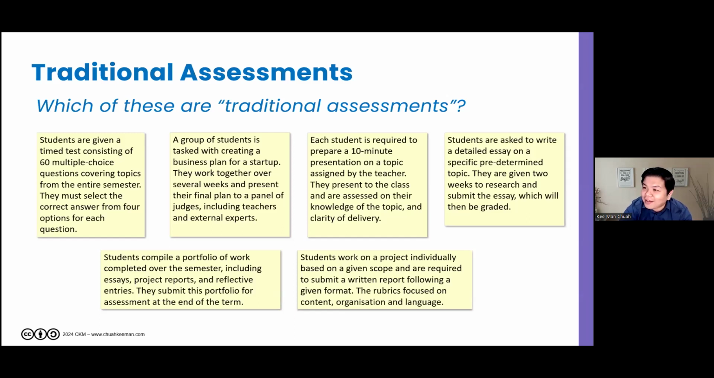Look carefully, and then you need to really tell me why you think which one is traditional and which one is not.